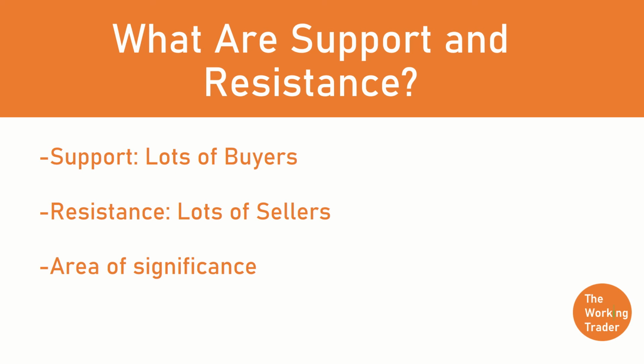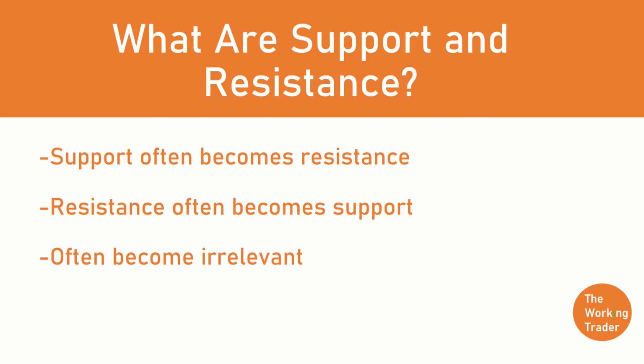So as I said, support, lots of buyers, resistance, lots of sellers, and it's a general area of significance. What will also often happen is that once support or resistance is broken, it becomes the other. So if an area of support that was holding a price gets broken and the price goes below it, what will also often happen is that the price will come back and touch it, but from the bottom, so it will act as a resistance, and vice versa when resistance becomes support.